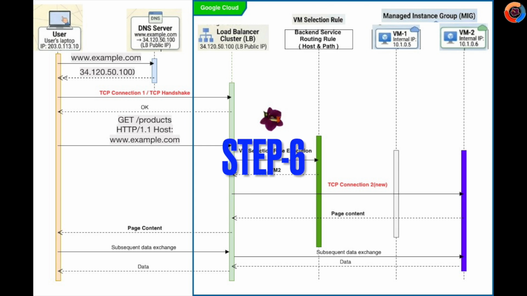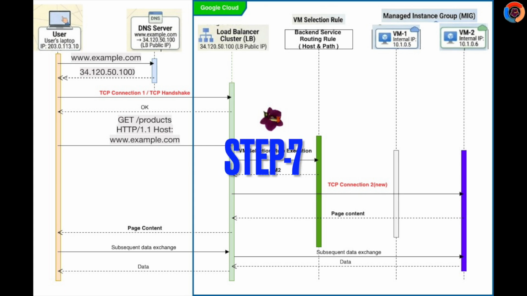Step 6. Backend service selection. Once the appropriate routing rule is identified, the load balancer selects the corresponding backend service. The backend service contains configuration such as health check, session affinity settings, and the list of backend resources that can serve the traffic.